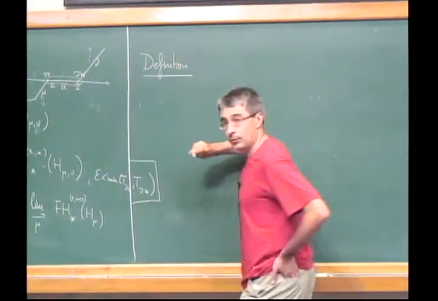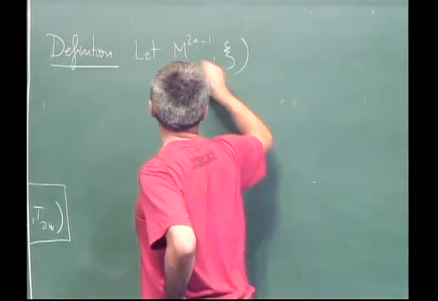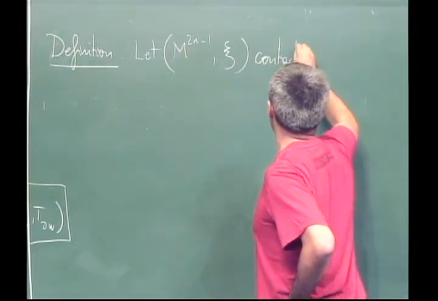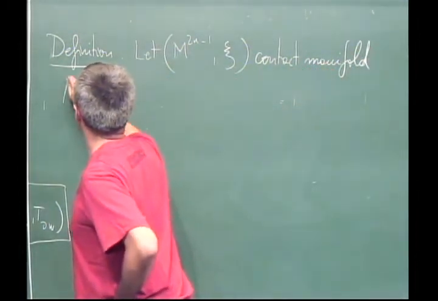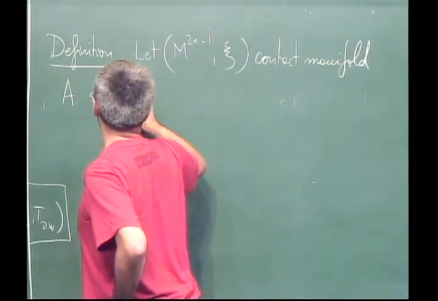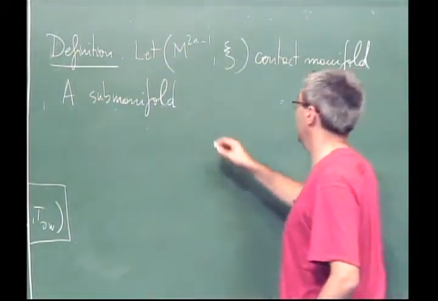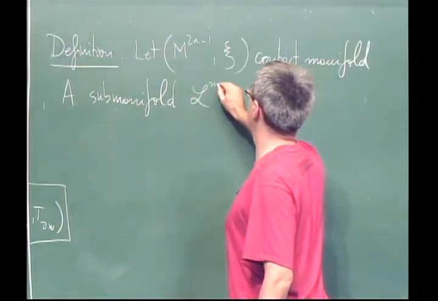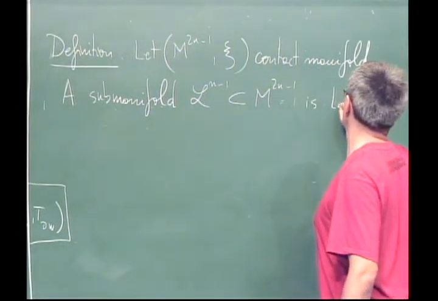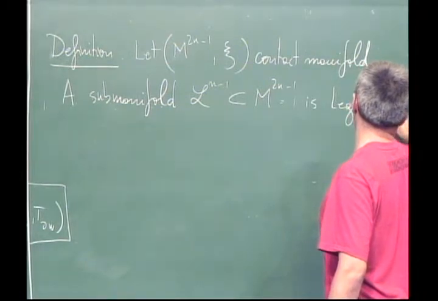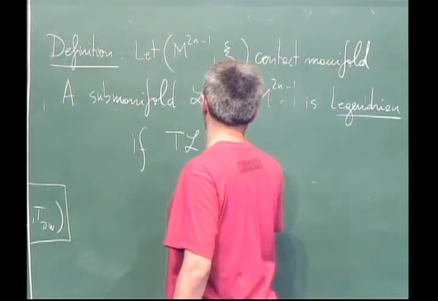So recall the notion of contact manifold. And then a submanifold L of dimension n-1 in M is Lagrangian if it's everywhere tangent to psi.